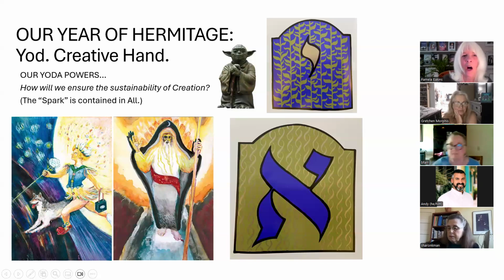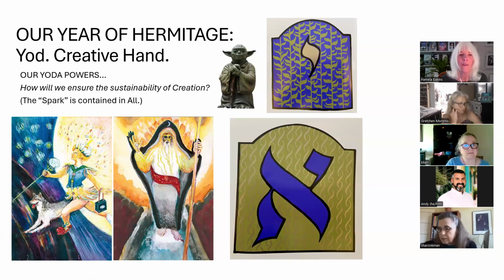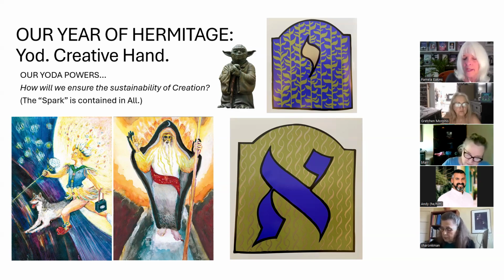We're in our year of hermitage. This is the year of the hermit, and we have been inside this idea of yod. So first I'll remind you, catch you up a little bit on where we've been. Our Yoda powers, and where does that come from? It comes from the Hebrew letter called yod, which is the letter for the hermit.